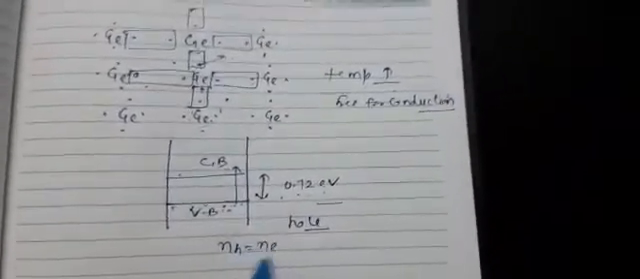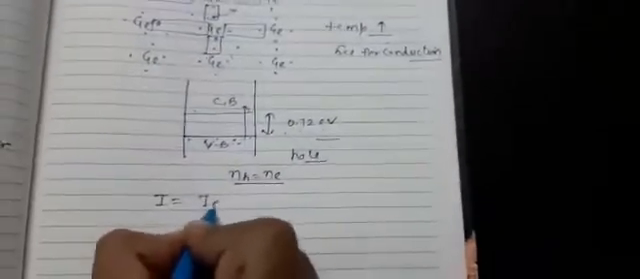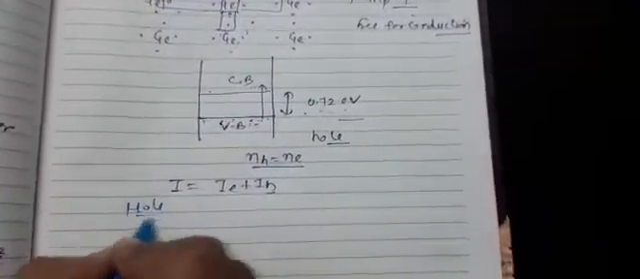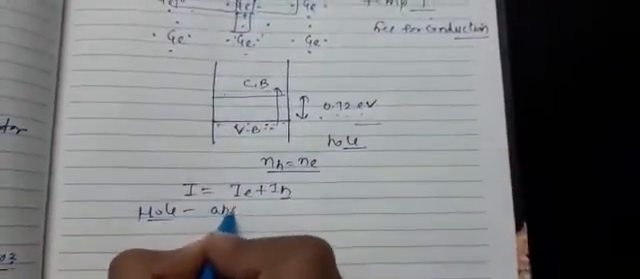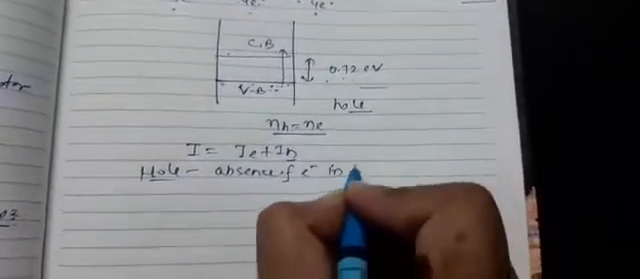So you can say the number of holes is equal to the number of electrons. So conduction current is due to electronic current and hole current. Now what is a hole? If we have to define it, a hole is nothing but the absence of an electron in the valence band.